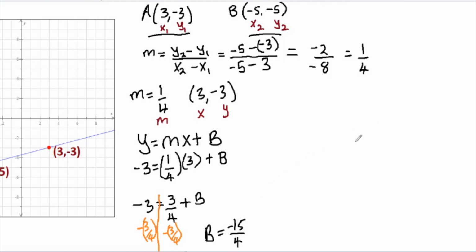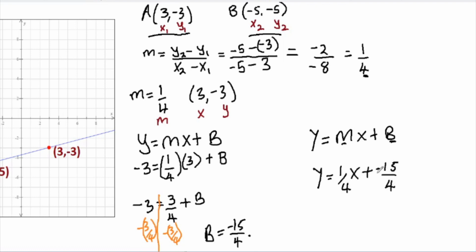The third step is putting all this together. So how do I put it together? Remember, the equation of a line is y equals mx plus b. I have found b, it's right here, and I have found m, it's right here. So I'll write y equals 1 over 4, that is m, plus b, and b is negative 15 over 4. And because you have a plus and a minus, the negative takes over. So your final answer will be y equals 1 over 4 x minus 15 over 4.